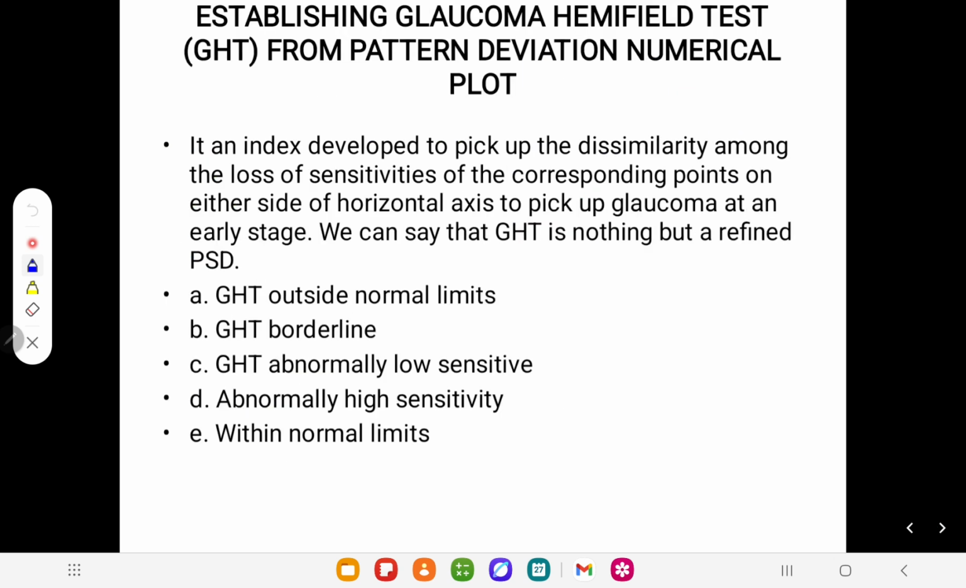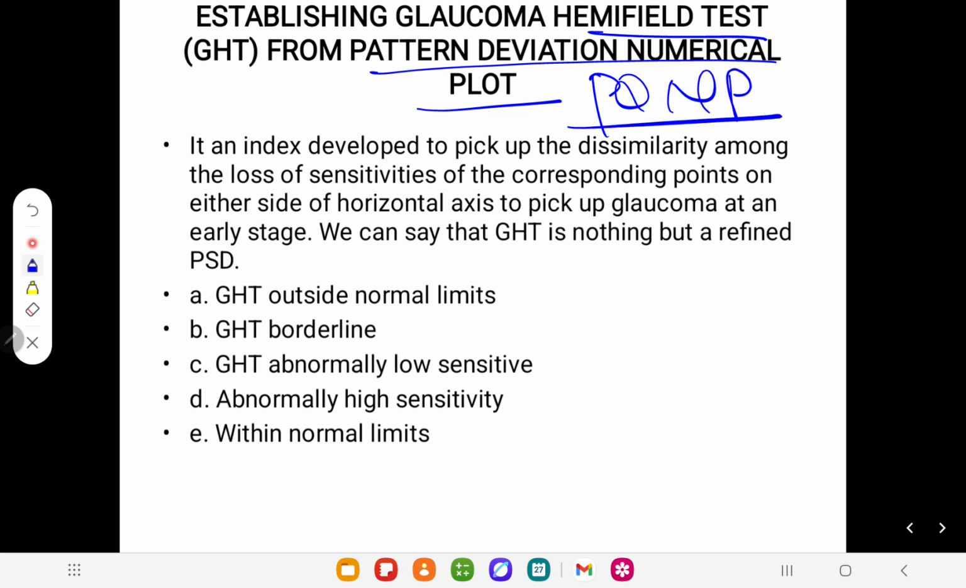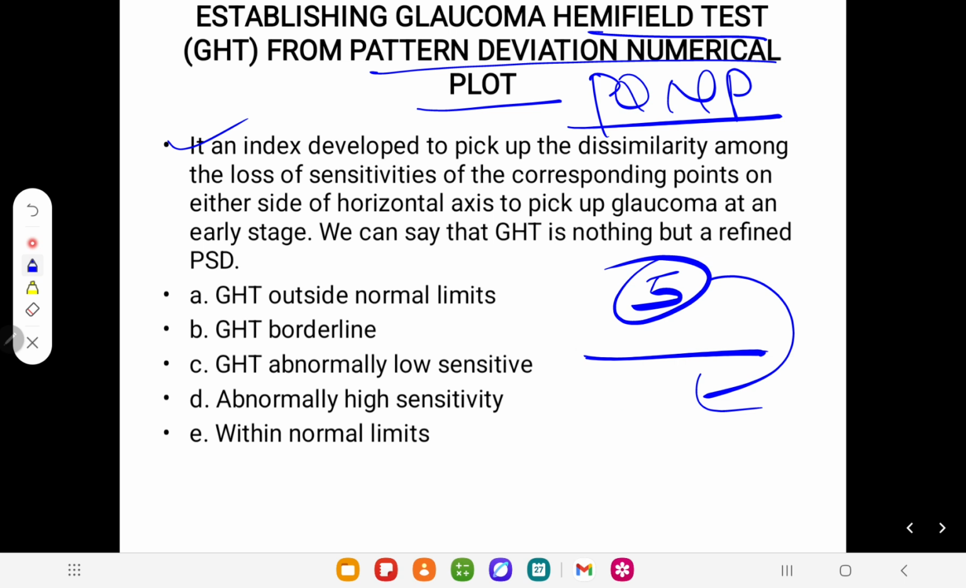Then the other thing that is important in establishing glaucoma is the Hemifield test, isn't it? The glaucoma hemifield test from the pattern deviation numeric plot is very important. From the pattern deviation numeric plot you get the glaucoma hemifield test. What happens in the glaucoma hemifield test? It is an index developed to pick up the dissimilarity between the loss of sensitivity at corresponding points across the horizontal axis. Above the horizontal axis there are 5 zones, and the mirror of the 5 zones lies below the horizontal axis, isn't it? So it's very helpful for early pickup, early detection of glaucoma. We can say the glaucoma hemifield test is nothing but a refined pattern standard deviation, which is very useful to understand.